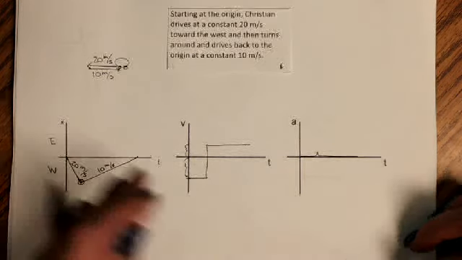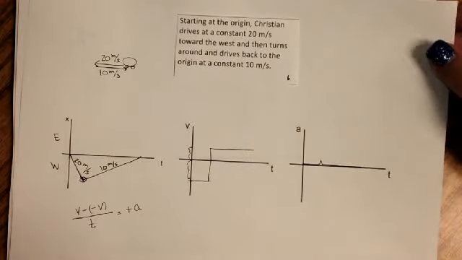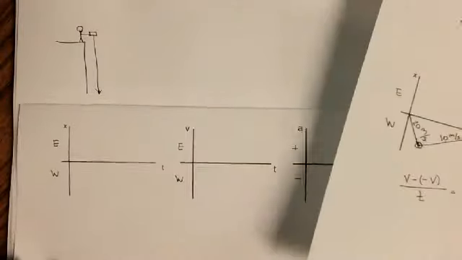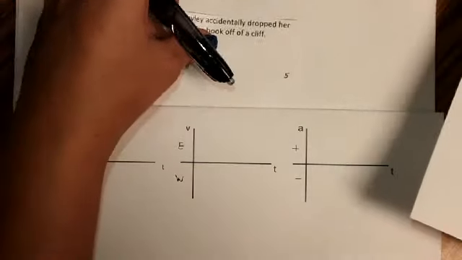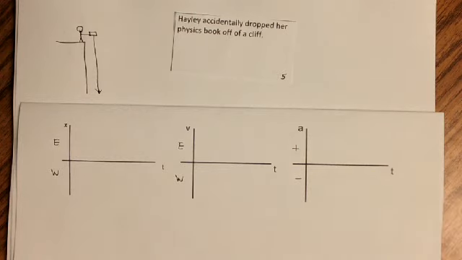Okay, moving on to the next scenario. Hide my answers. There we go. Okay, so Haley accidentally dropped her physics book off of a cliff. So pause your video, sketch your answers, and come back for mine.